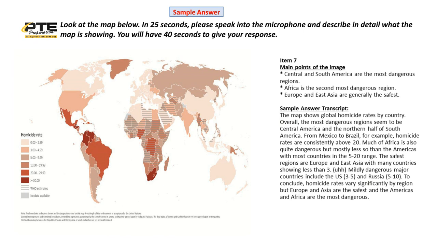To conclude, homicide rates vary significantly by region, but Europe and Asia are the safest, and the Americas and Africa are the most dangerous.